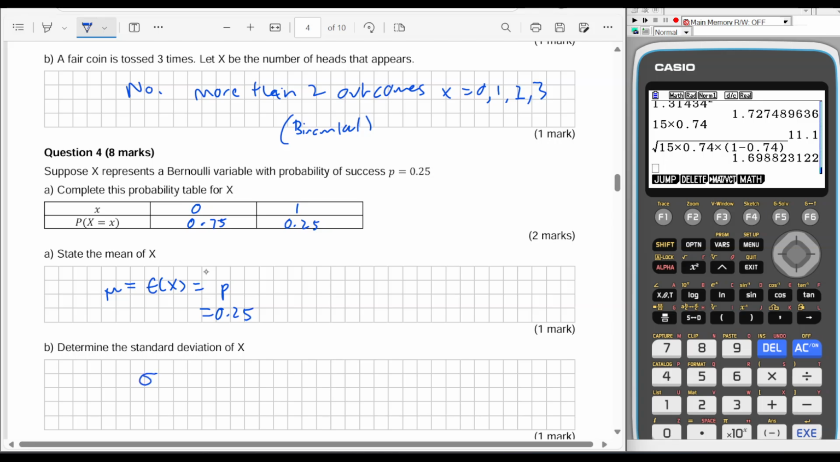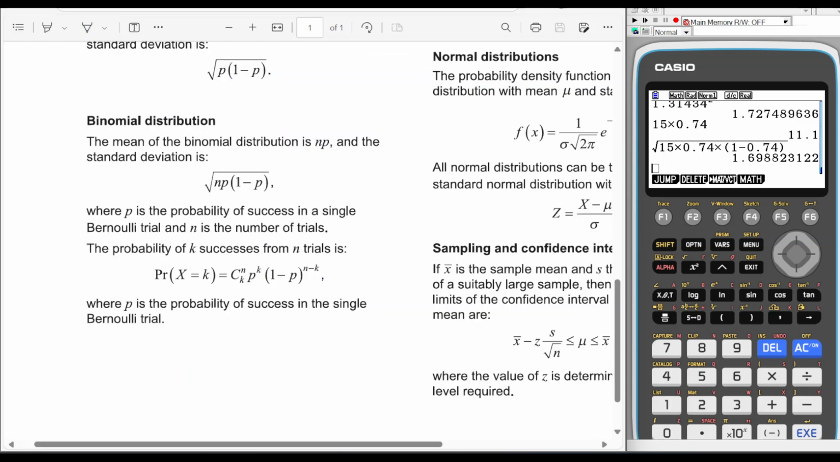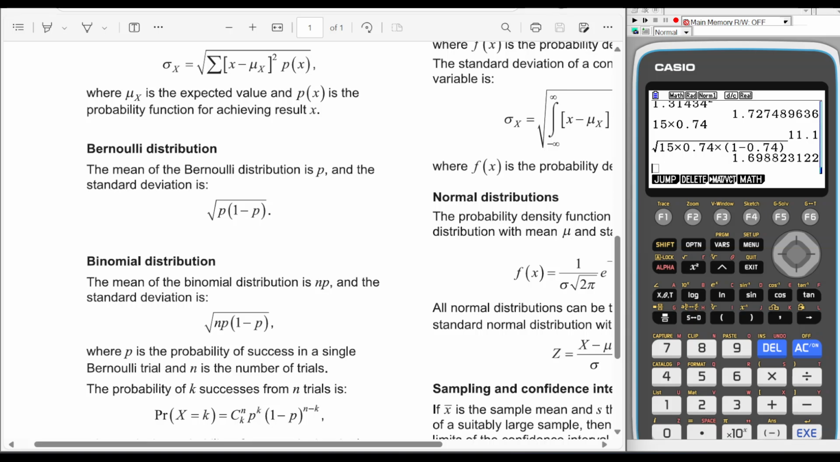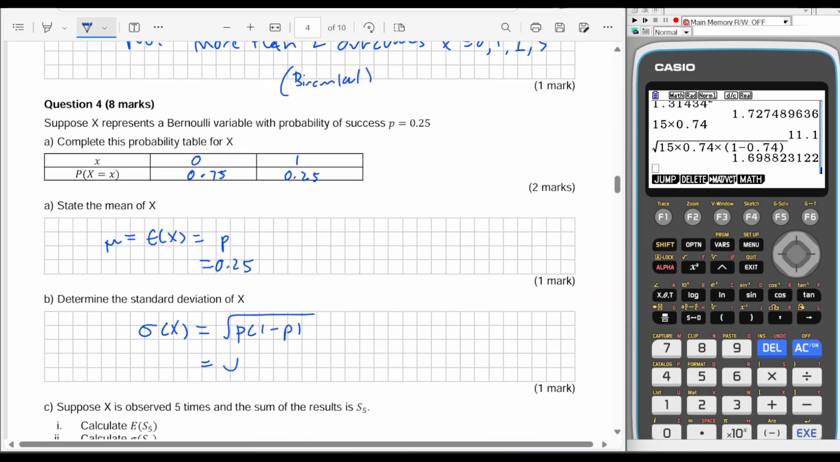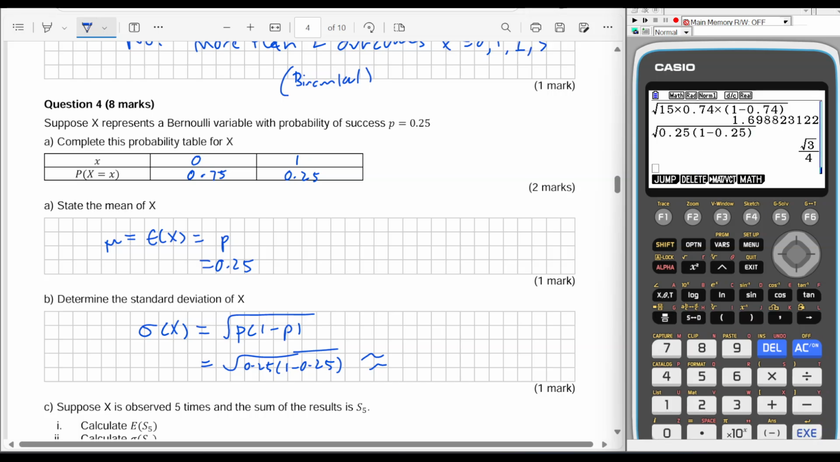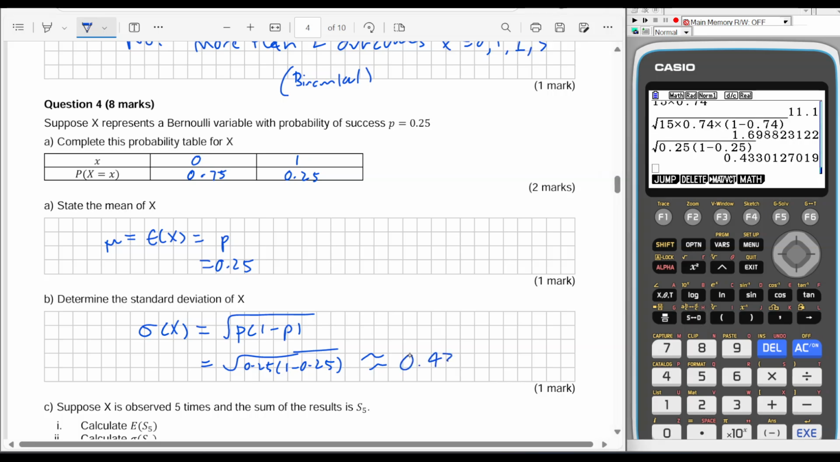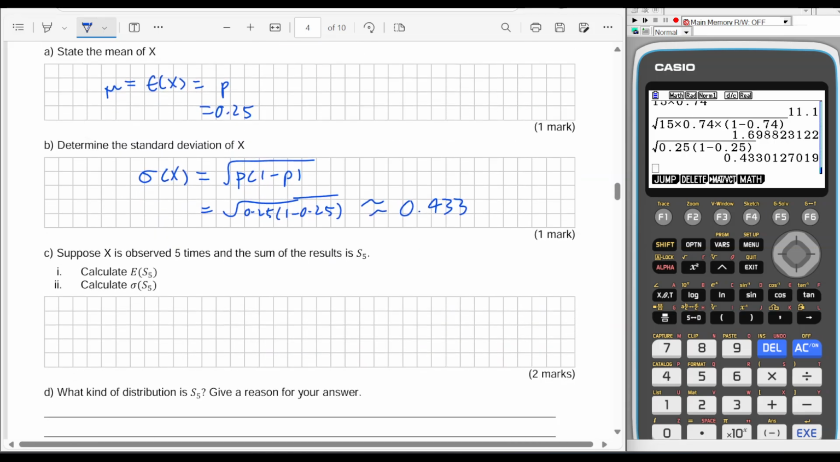And the standard deviation, this is root of p(1 - p). So it's actually the same formula as a binomial. You only have n equals 1 in a Bernoulli distribution. And they also tell you this here as well, so that's very helpful. So it's root of 0.25 times (1 - 0.25), which roughly equals root 3 over 4, but probably more sensibly 0.433. Beautiful. All right, now we need to look at S5.